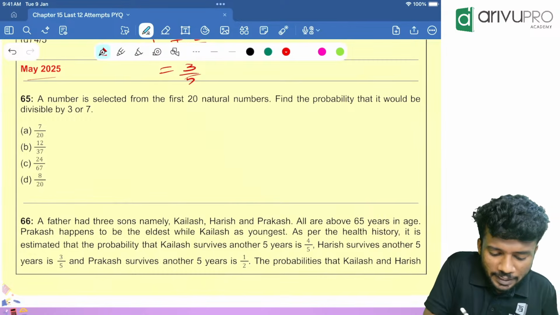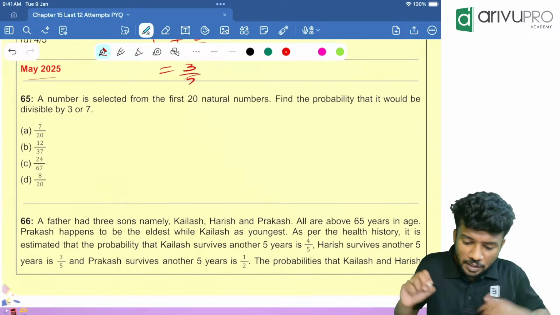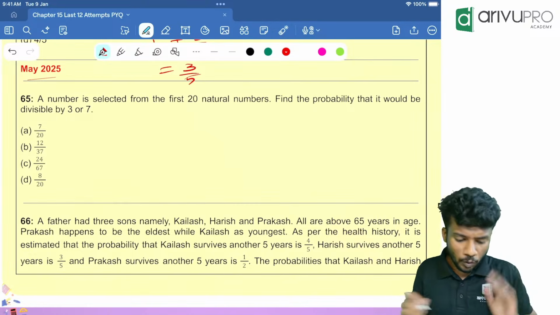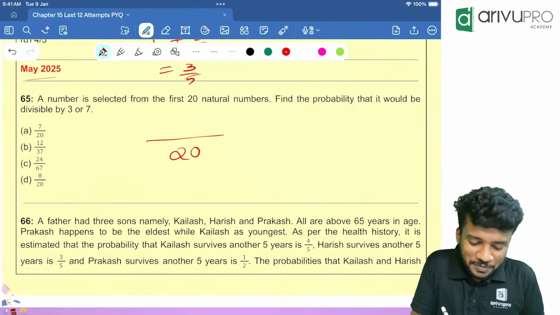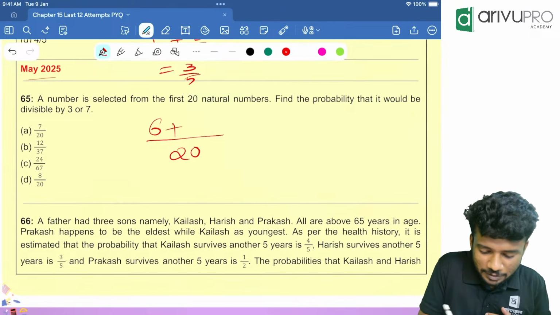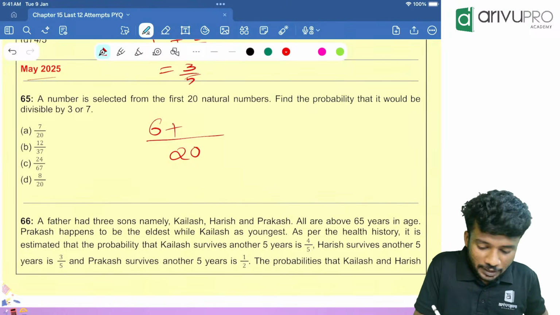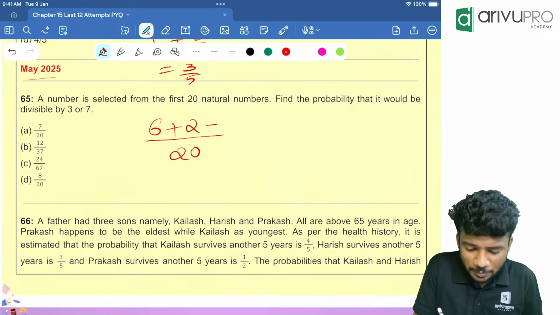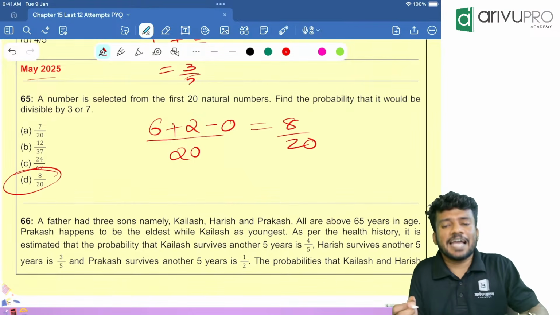So coming to May 2025, a number is selected from the first 20 natural numbers. Find the probability that it would be divisible by 3 or 7. So how will you find the answer? 20 numbers are there, write 20 in the denominator. Then 20 divided by 3 is 6.66. Ignore that and write 6. Then 20 divided by 7 is 2.8. Ignore the decimal. Then minus 3 into 7 is 21, it is not anywhere in between, so 0. So 8 by 20 is your answer. Looking at that, option D is your answer.